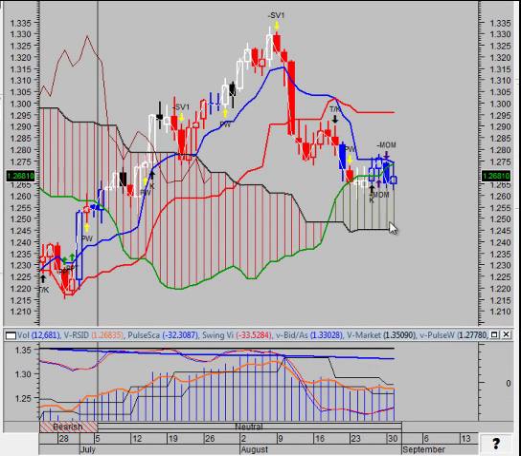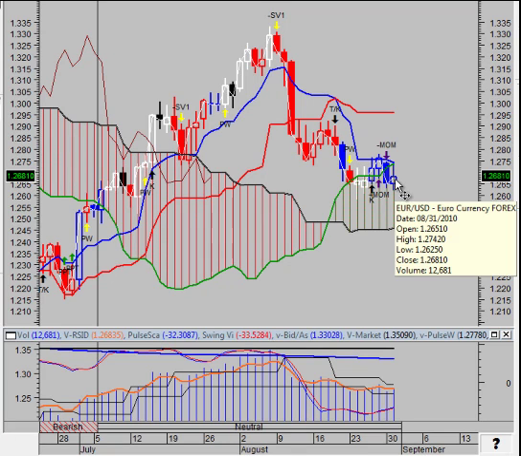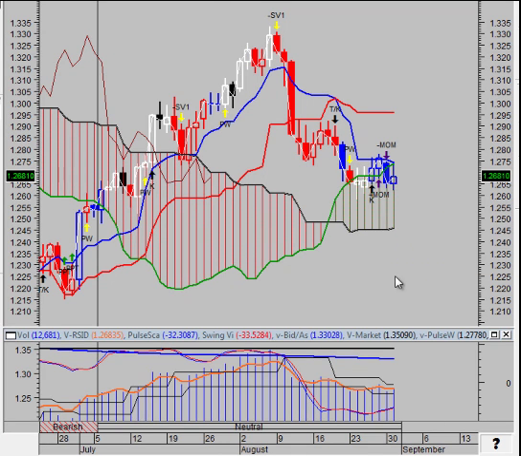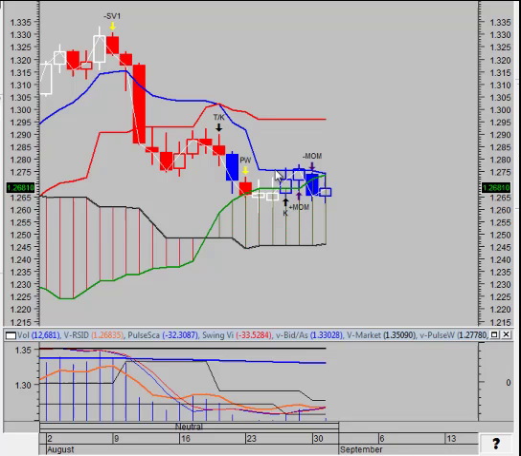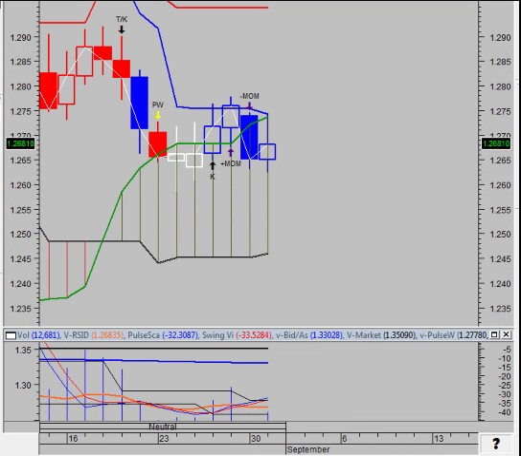All right, we've got to look at the euro, and you'll see here that the euro is stuck in the cloud right now. Okay, so it's consolidated. Let me blow this up. You can see this a little bit bigger.